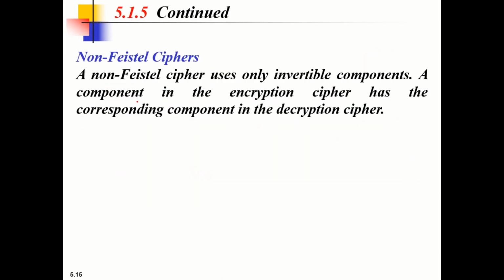After this we have the non-Feistel cipher. Non-Feistel cipher, which I told you previously as well, is a cipher that uses only invertible components. Inside a Feistel cipher we can use self-invertible, invertible and non-invertible components, but the structures which use only invertible components are called non-Feistel structures. Okay, so that is all about this Feistel structure or Feistel ciphering technique. Feistel cipher we also call it. So that's all about it.